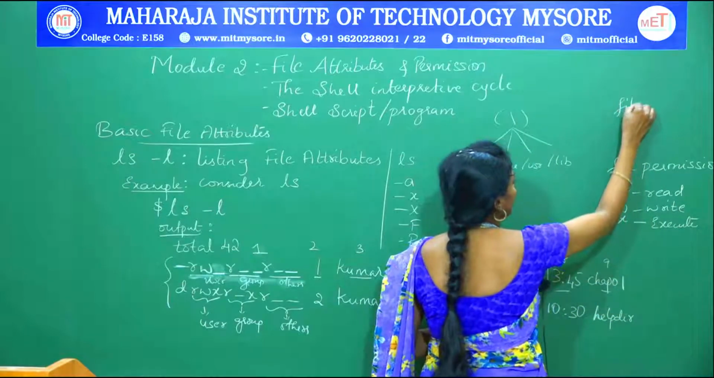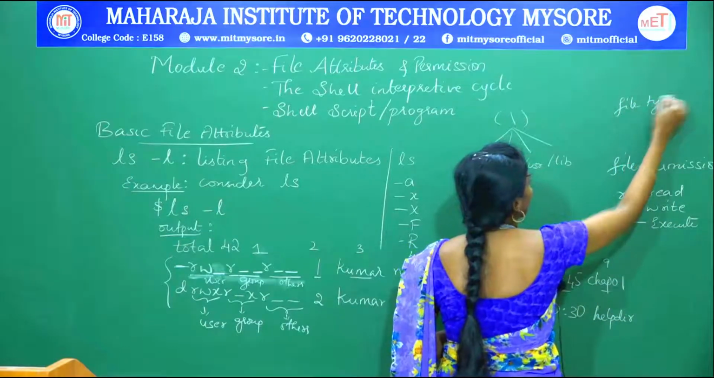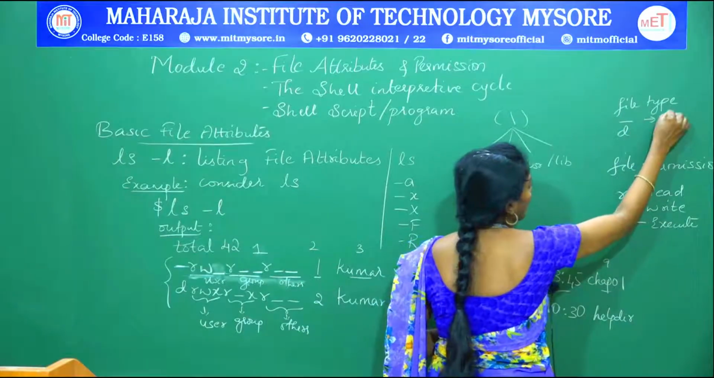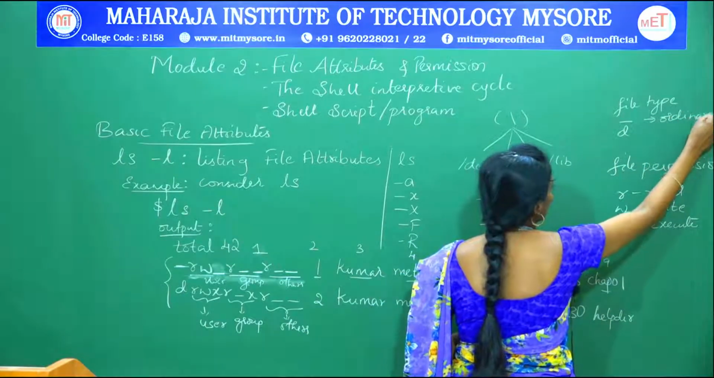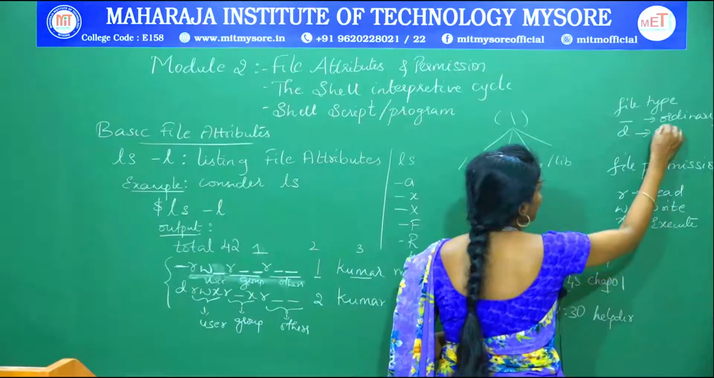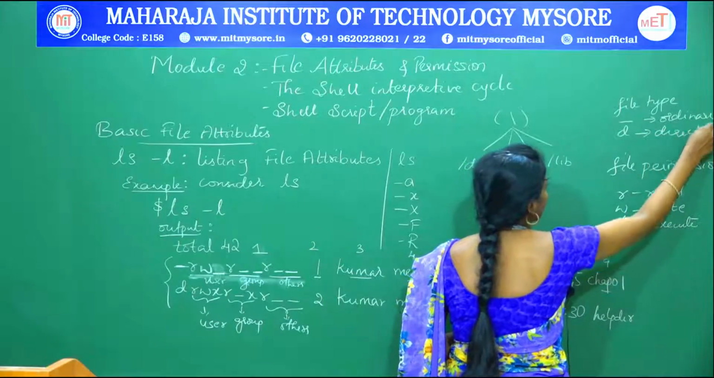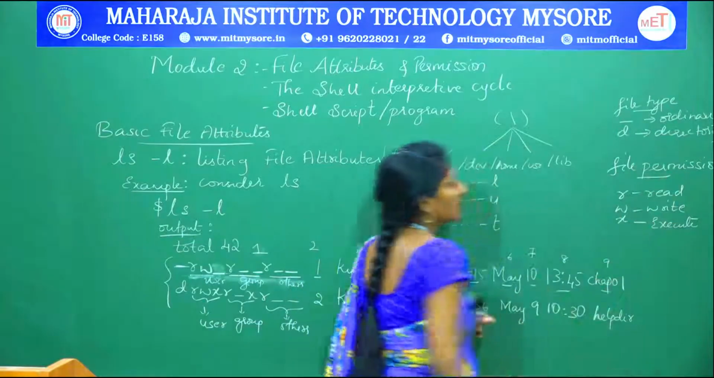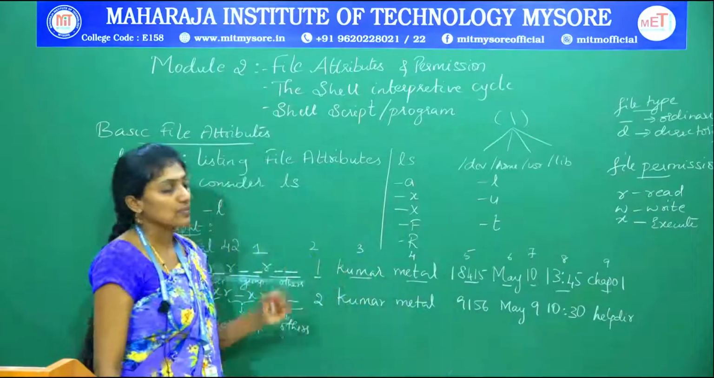And in the file type, we have hyphen and d. So what does hyphen represent? It's an ordinary type of file, and d represents a directory type of file. Okay, so this is what the first column represents, that is file type and its permission.